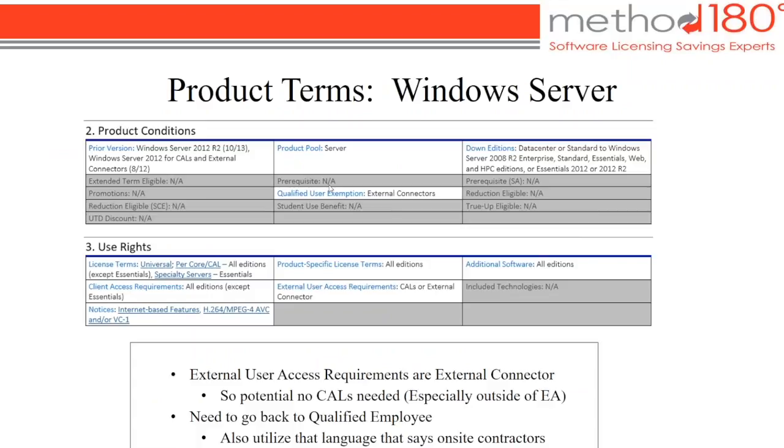The next one I wanted to look at was one of the servers, just to show you what happens a little bit differently. Under Windows Server, you see this qualified user exemption says external connectors. So there's a great example where we don't necessarily need to purchase Windows CALs for them, because we can buy external connectors. Depending on how much an external connector costs versus how many external users, it may be cheaper to buy external connectors than CALs, okay? But again, we have to go back to that qualified employee language. So if we were able to exempt them from qualified employee, then we could use external connectors, okay?